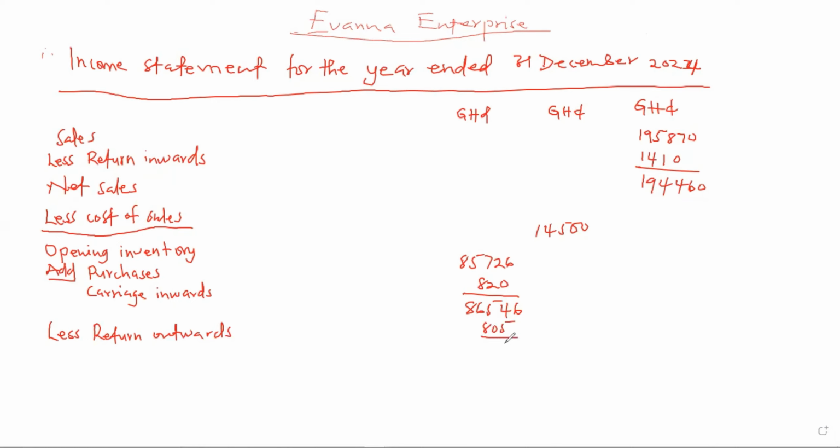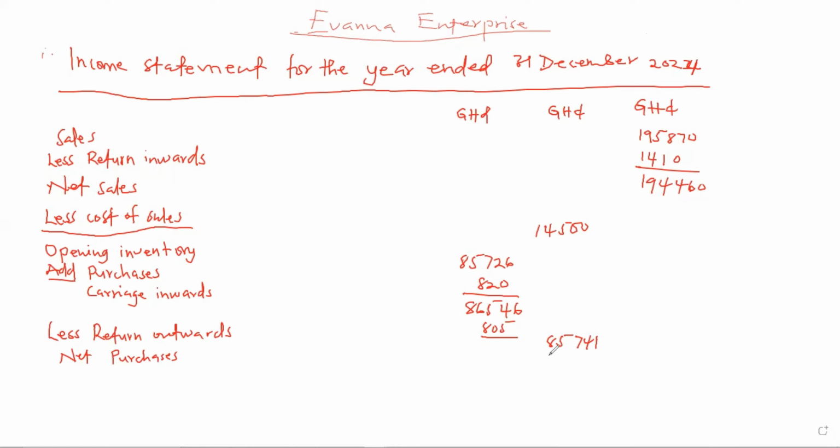So when we less, we get 85,741. And this amount, 85,741, is called net purchases. Mind you, it's not every question that you're going to find return outwards, or return inwards. Sometimes in the question you just see opening inventory and purchases. You just add them to get your cost of goods available for sale. But if you have carriage inwards, you have to add. If you have return outwards, you have to less to get your net purchases.